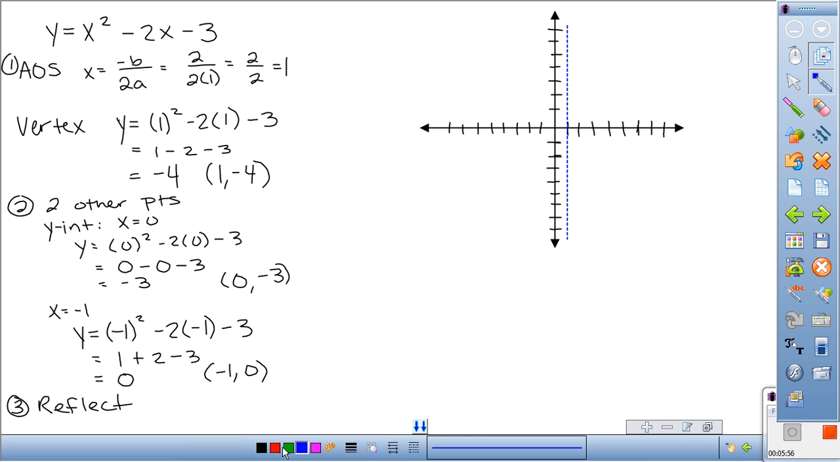So plot your vertex: over 1, down 1, 2, 3, 4. There's your vertex, (1, negative 4). Then we have to find 2 other points.